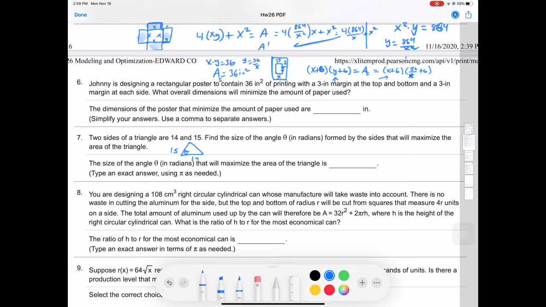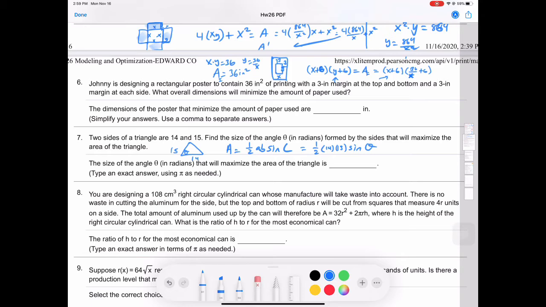Now, if you remember from pre-calc, we have an equation for this, and it's 1/2 AB sine C, where A and B are the adjacent sides and C is the interior angle. So our area here is 1/2 AB sine C. Let's rewrite this as 1/2 times 14 times 15 times the sine of theta. And we're going to go ahead and maximize the area.